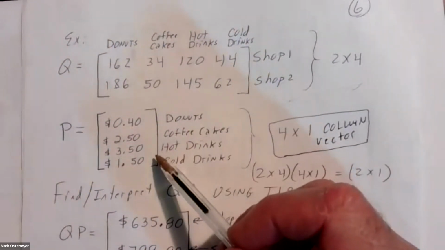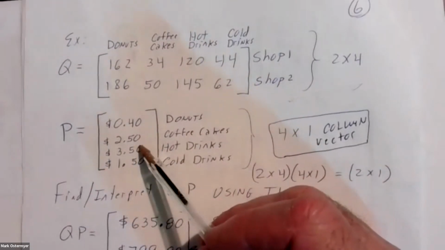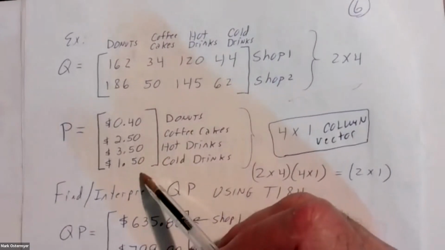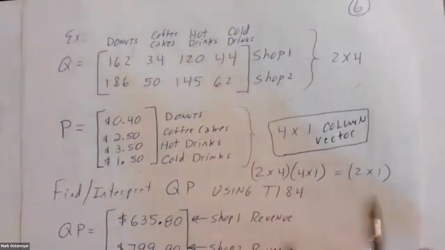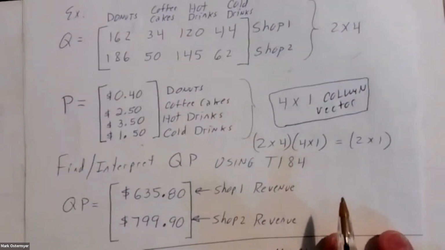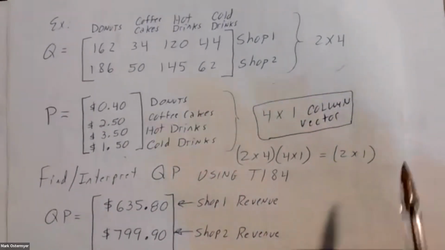Okay, this is a 4 by 1 matrix that contains the unit cost of all these items. One donut costs 40 cents. A coffee cake costs $2.50. Hot drink costs $3.50. A cold drink costs $1.50 a piece. And what we're going to do is multiply these matrices together. We're going to multiply matrix Q and P together. Is it even possible to multiply Q and P together?